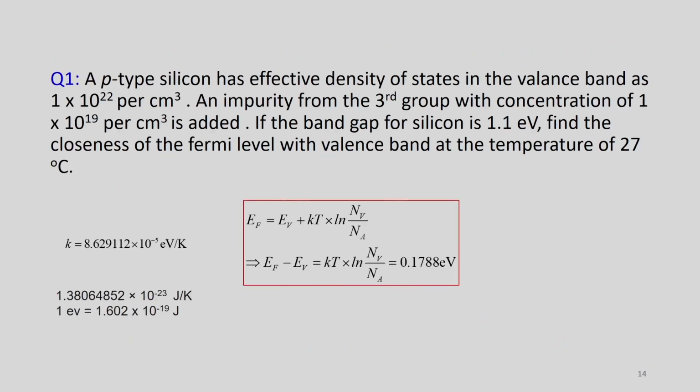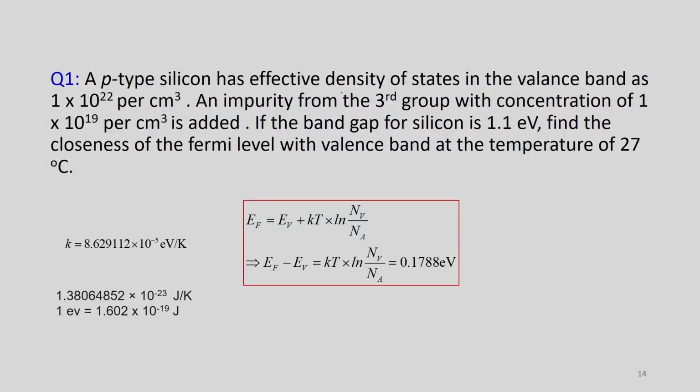Okay, so let us solve one problem. The problem statement goes something like this: a p-type silicon has an effective density of states in the valence band of 1 into 10 to the power 22 per cubic centimeter. An impurity from the third group with a concentration of 1 into 10 to the power 19 per cubic centimeter is added. So this much impurity is added. The band gap of silicon is given as 1.1 electron volt. Find the closeness of the Fermi level to the valence band at a temperature of 27 degrees C.